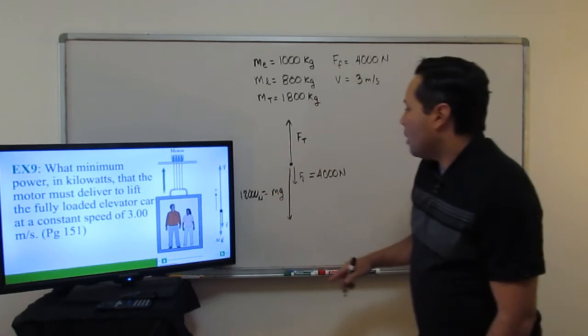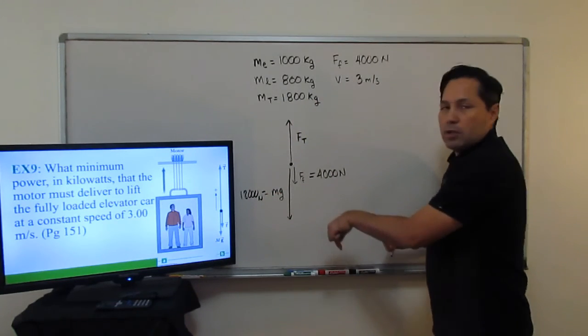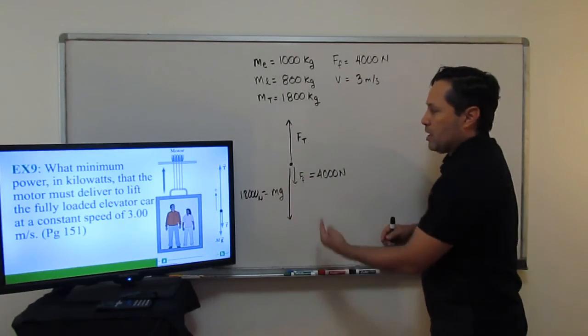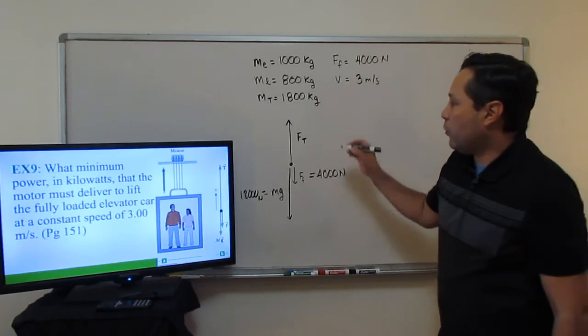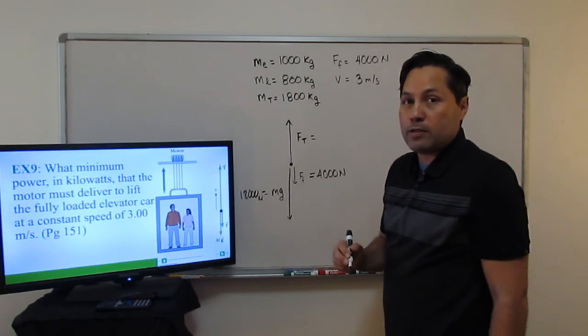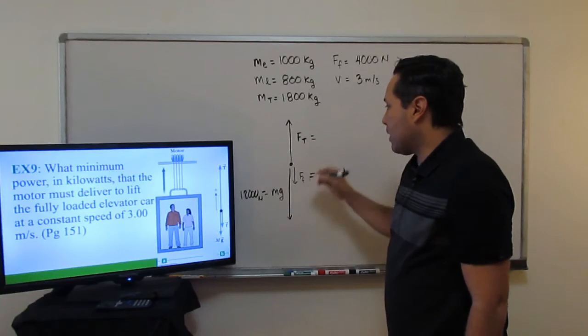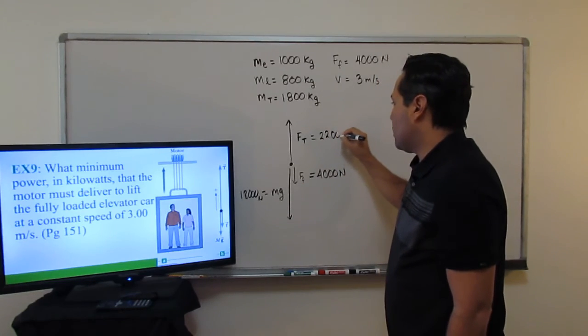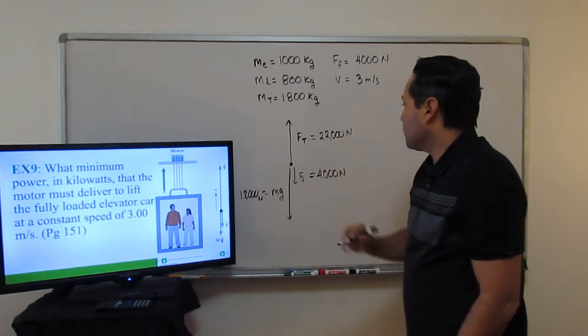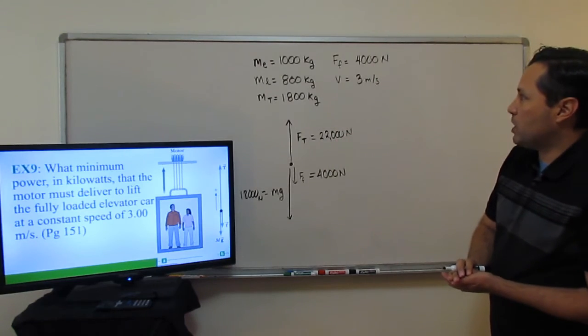Alright, so if we've got friction going down and gravity also pointing down, how much is force tension? Well, since we're moving at a constant velocity, it must be the same in magnitude. So that's going to be 22,000 newtons. Alright, so that will give us our force tension.